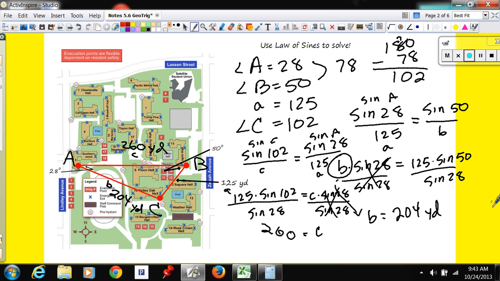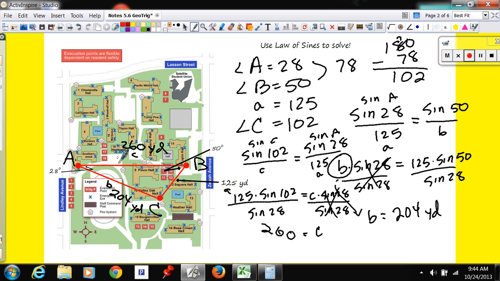His girlfriend's farther from his sister because 260 is across from the biggest angle, which was 102. Across from the biggest angle will be the longest side. Across from the smallest angle, 28, would have been the smallest side, 125. So that would be using law of sines.